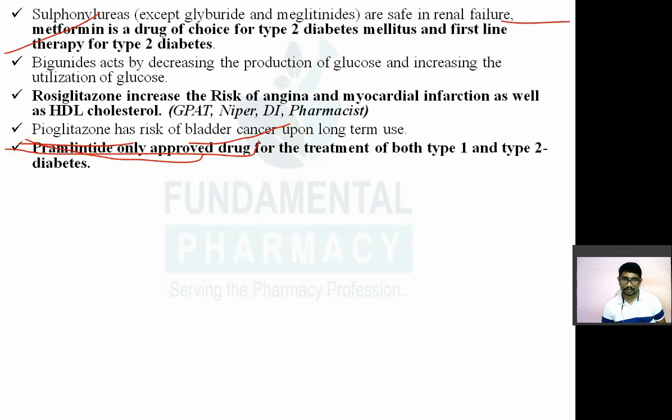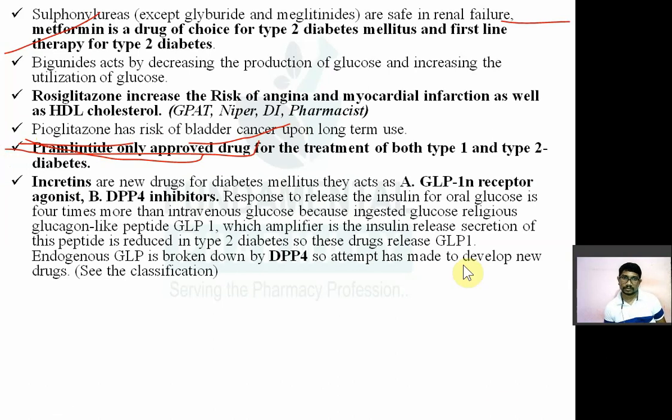Pramlintide is an approved drug for treatment of type 1 as well as type 2 diabetes. It is nothing but an amylin analog. Then there are new drugs for diabetes, the incretin mimetics. They act by two mechanisms. First, they act as glucagon-like peptide 1 receptor agonists. I have already explained the mechanism. Then they also act as DPP-4 inhibitors.